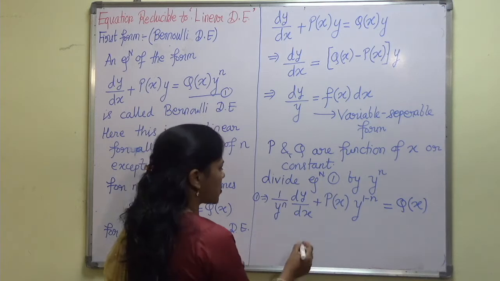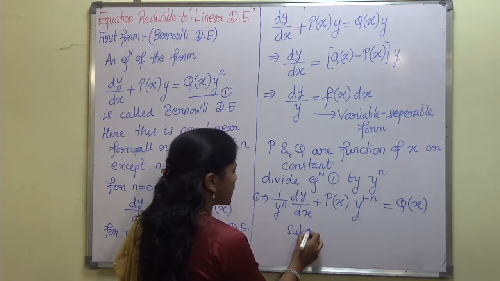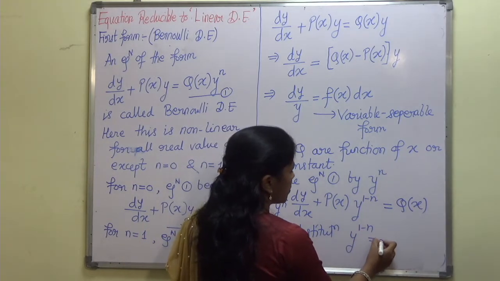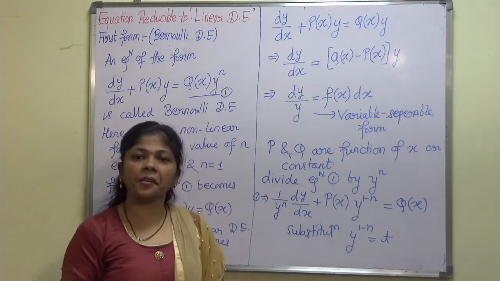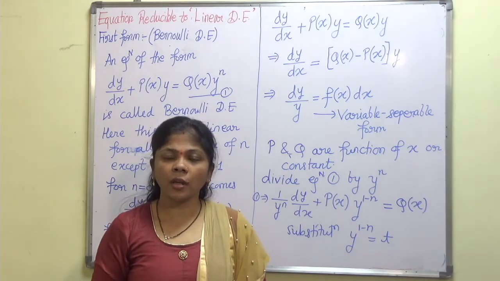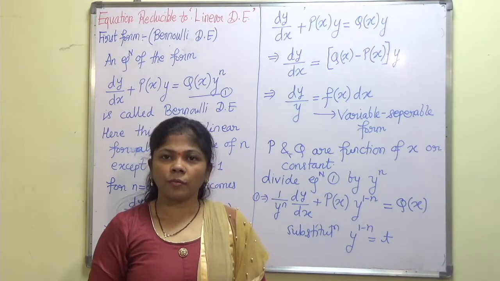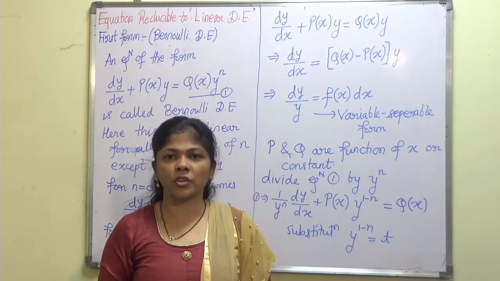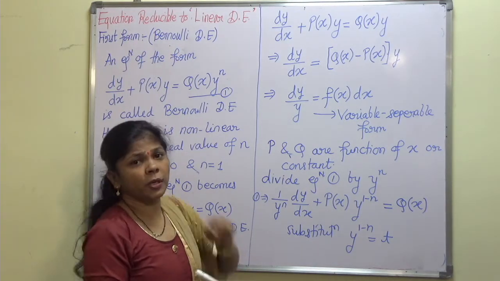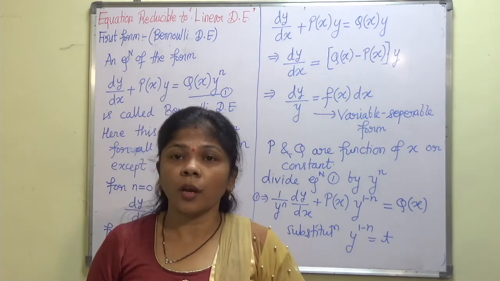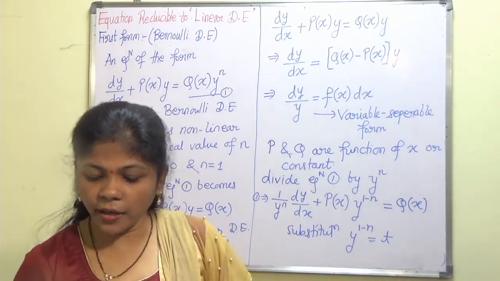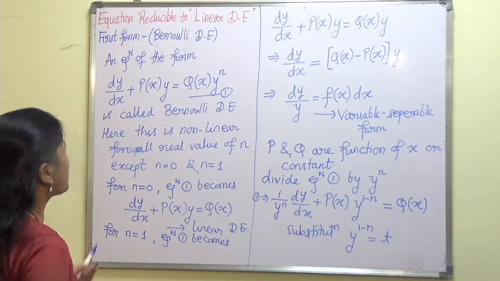Okay, and then just taking the substitution y raised to 1 minus n equal to say t, the equation will get reduced to a linear differential equation. And once we get a linear differential equation, we will follow the procedure applicable for solving the linear differential equation. So this is the first form of the equations which are reducible to linear differential equations. I hope this first form is clear to you all.